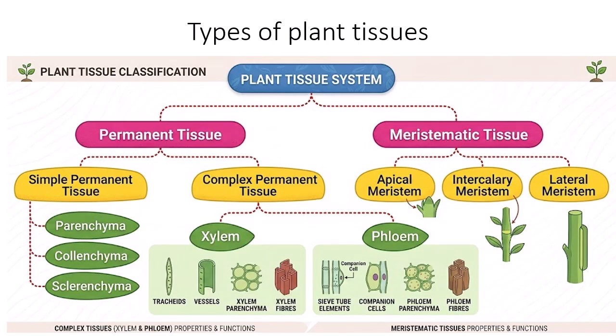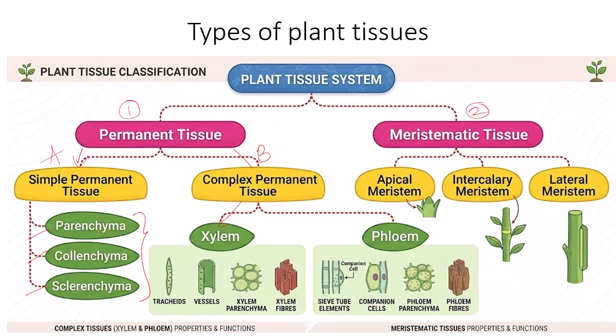Let us understand the classification of plant tissues. Basically, there are two types of plant tissues. One type is permanent tissues, and the second type is called meristematic tissues. Permanent tissues are again differentiated into two types, that includes simple tissues and the other type, complex tissues. Simple tissues include Parenchyma, Collenchyma and Sclerenchyma, because these tissues are made up of a single type of cells.